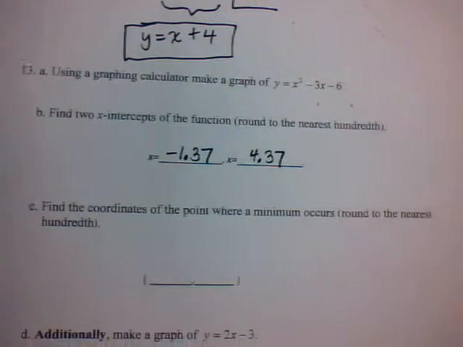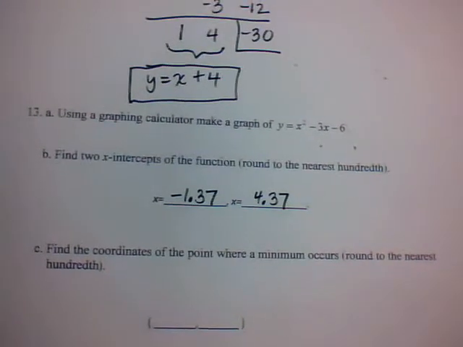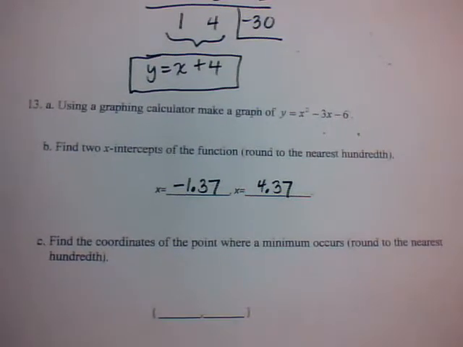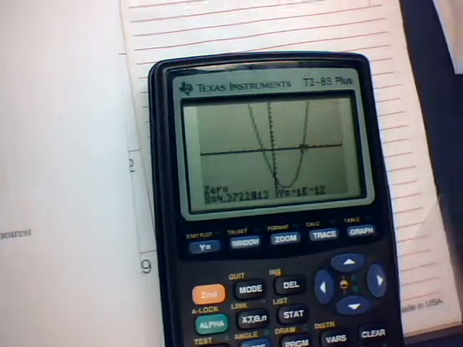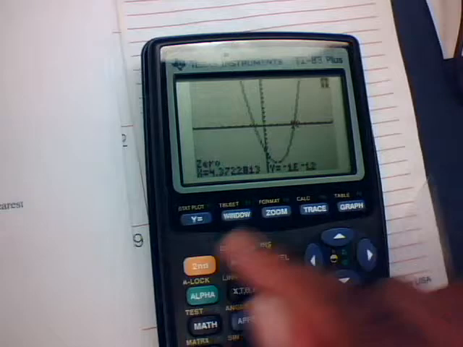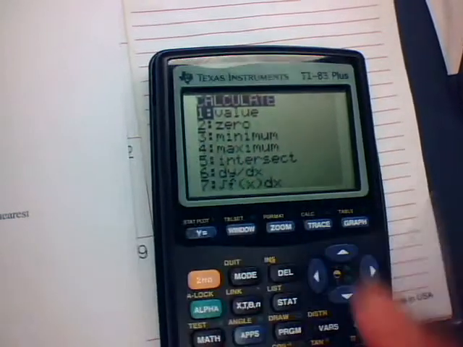Part C is finding the coordinates of the point where the minimum occurs, and we want to round to the nearest hundredth. The minimum is the lowest point on that parabola. So here, we're going to press second and then trace. This time, we want minimum, so we select number 3 for minimum.